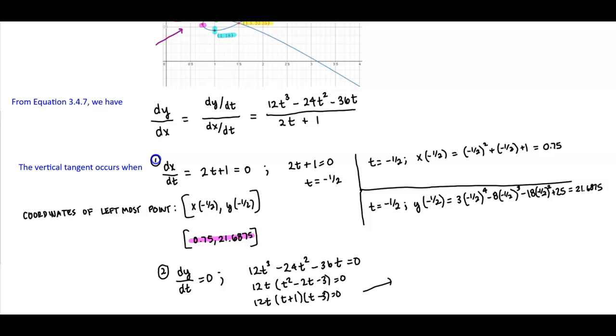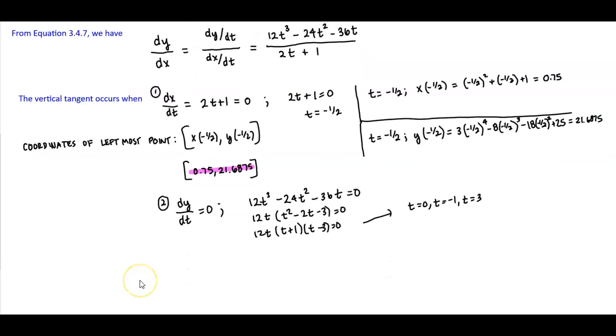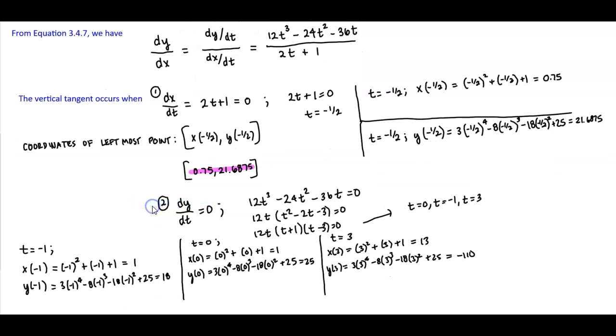So if we solve for t, we get t equal to 0, t equal to negative 1, and t equal to positive 3. Okay, now we're going to do the same thing. We're going to plug in t equal to 0, negative 1, and 3 into the parametric equations. So I went ahead and did that.